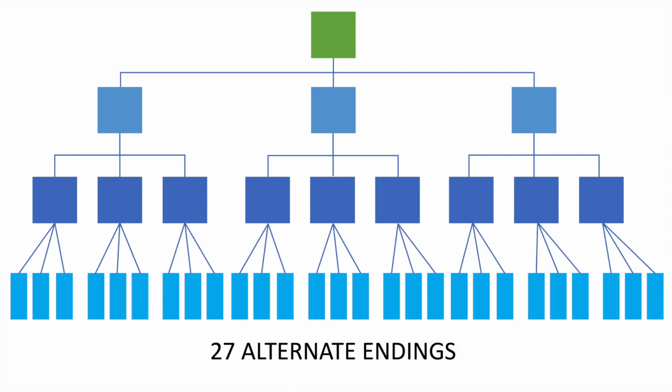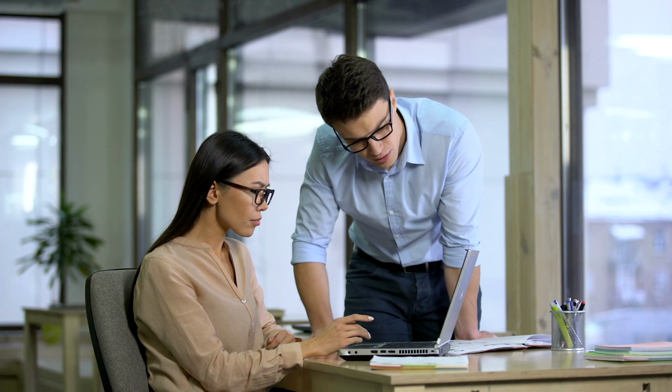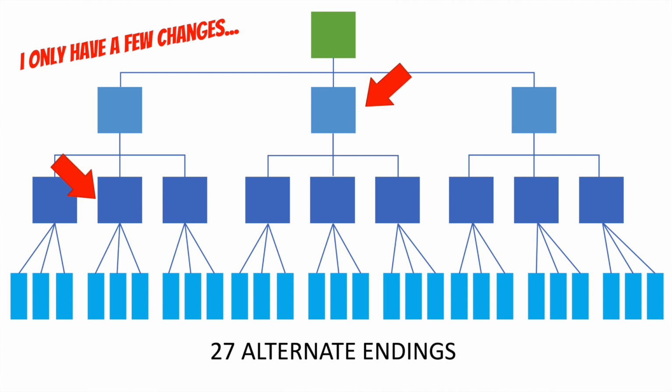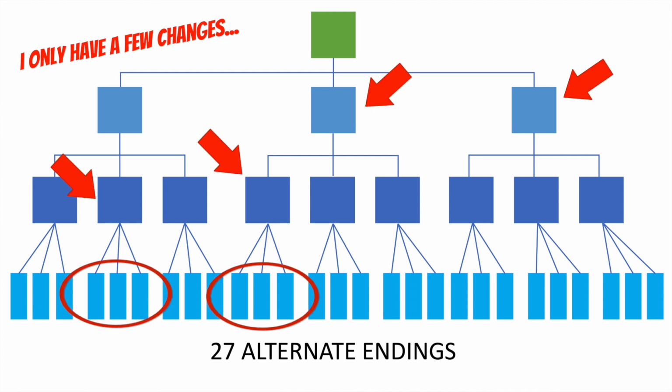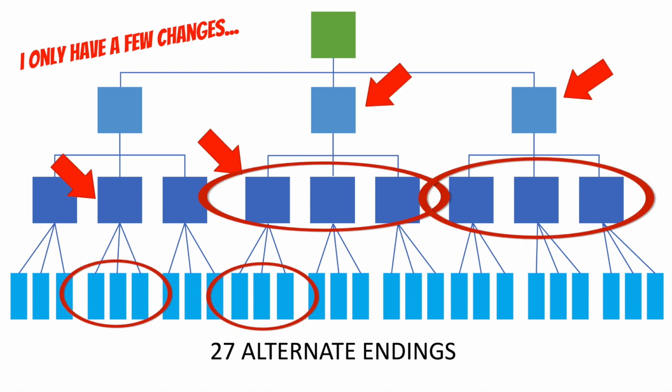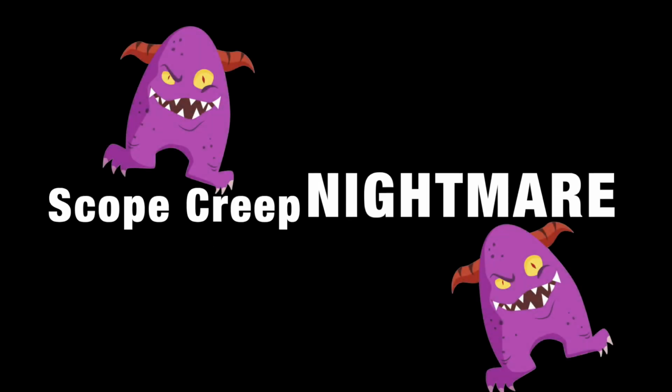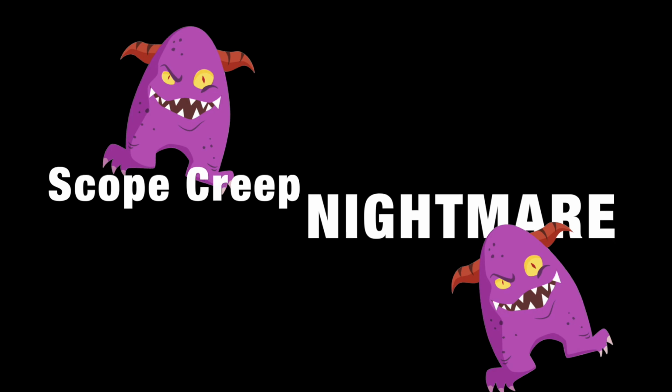You'd have to create 27 alternate endings, and many of those endings might never even be seen by your audience. Now, imagine what it would be like to review this branching scenario with your SME. First, you have to explain to the SME how to read and give you feedback on the branching map. And then, if they make any changes, it causes a ripple effect that cascades through all the connected branches. This kind of structure can create a scope creep nightmare that becomes a real drain on your time and productivity.